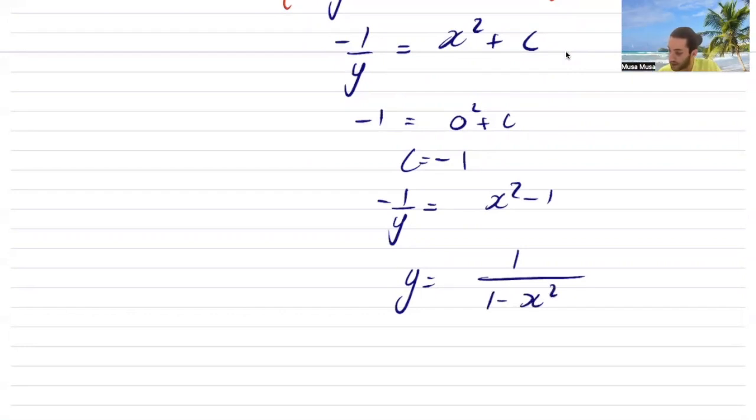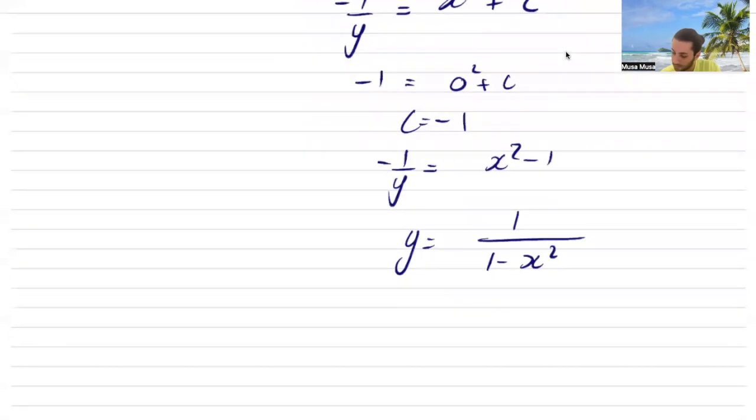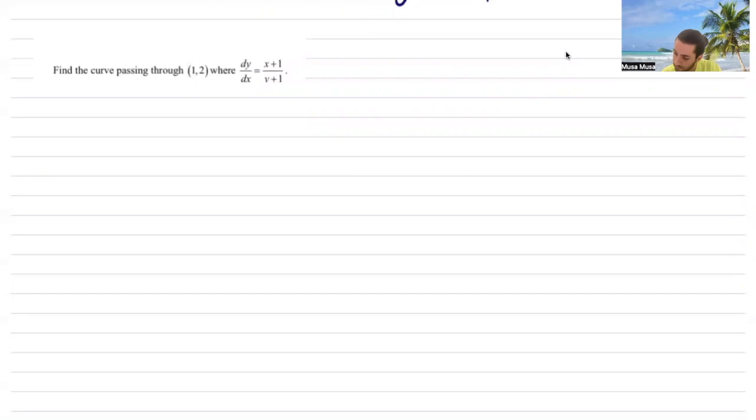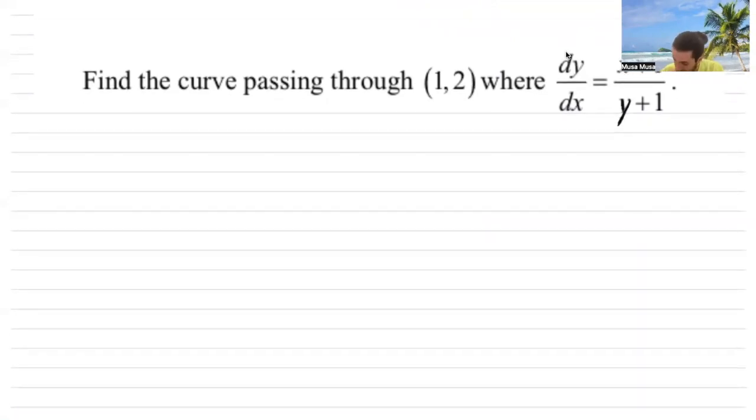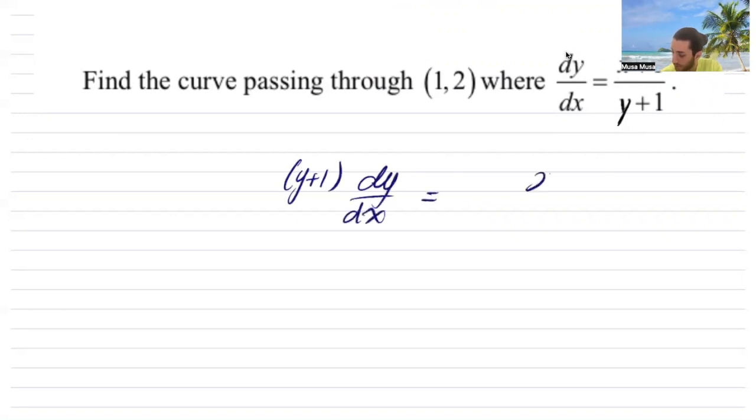There you go. Now, how about this next question? Let's see, a y in the denominator. Yep, have a go. I feel like you guys are probably going to be getting the hang of this by now, so that's good. All right, find the curve passing through. Let me have a go at it now. Again, you can clearly see that this is separable. So it's going to be y plus 1 dy dx equals x plus 1.